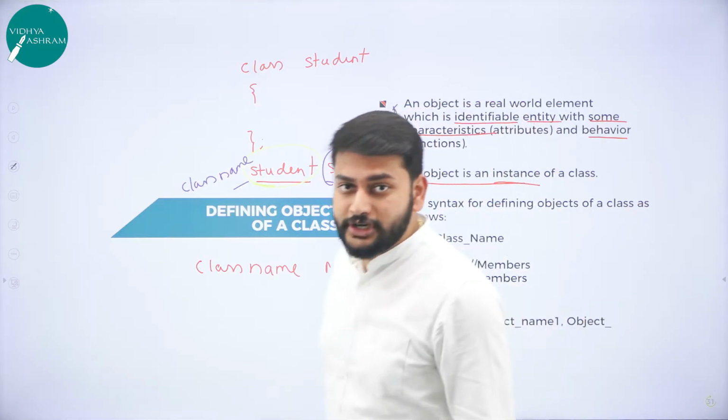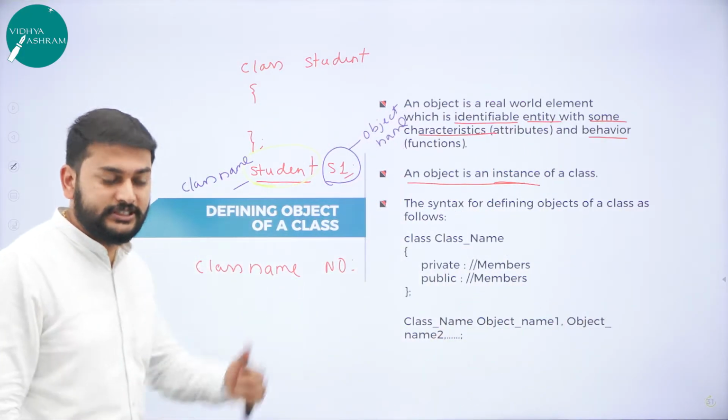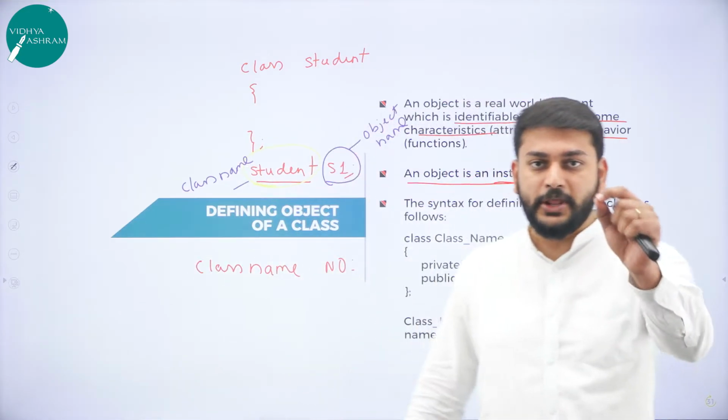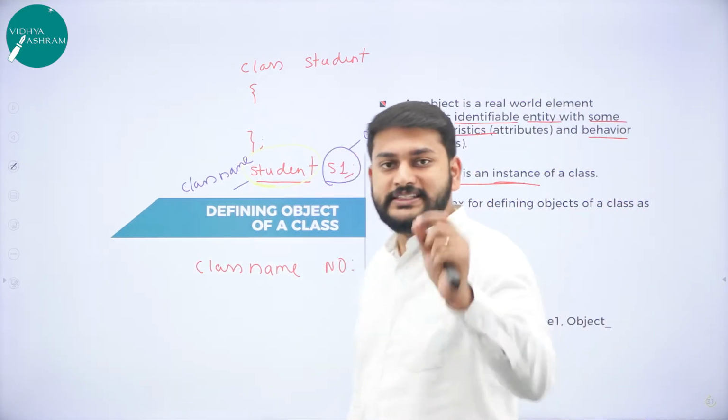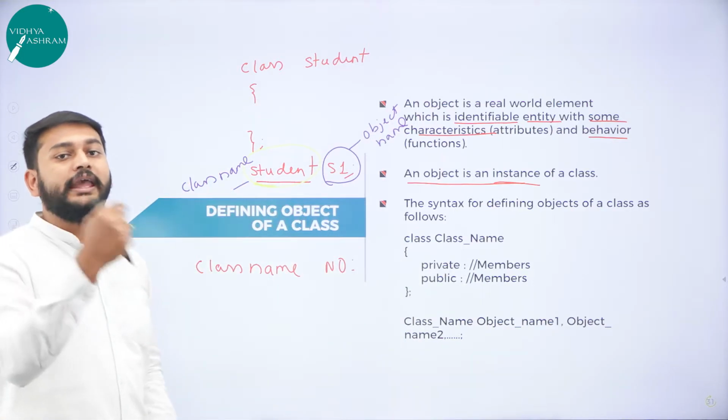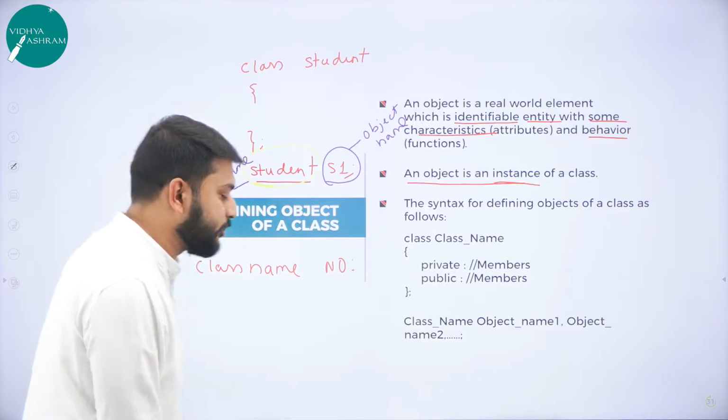So 3 points you need to remember in this slide. The first one is behavior and properties. The second point, it is a replica of the class. Third point, syntax to create the object. These are the 3 points that you should remember in this slide, my dear students. Moving on to the next one.